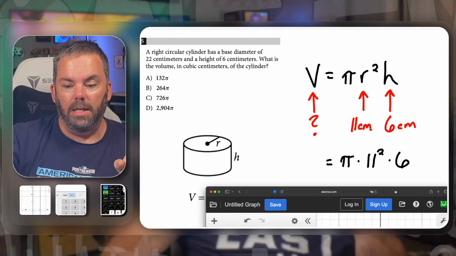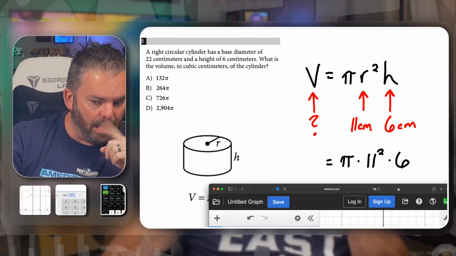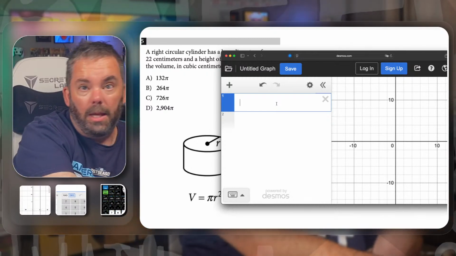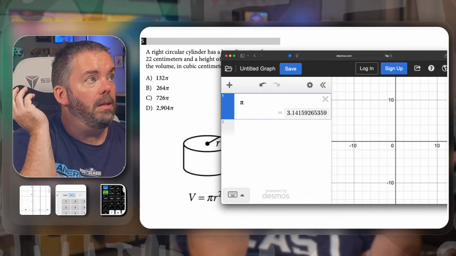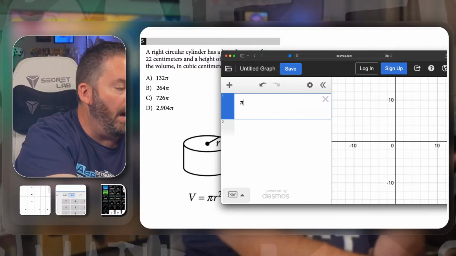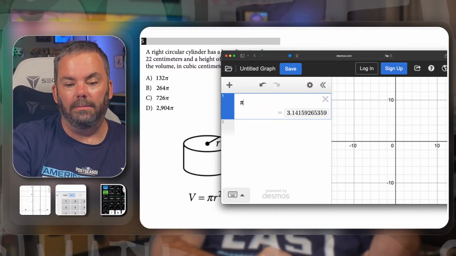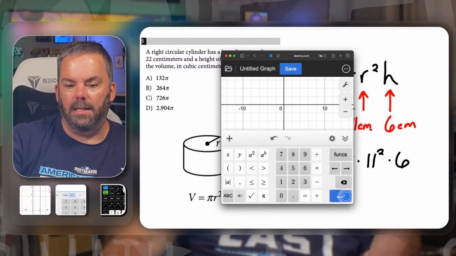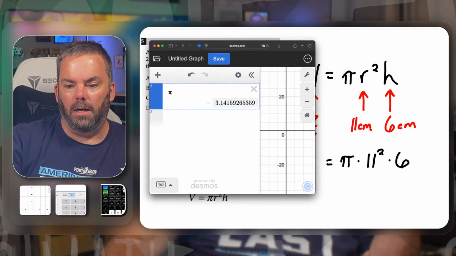Okay, so what do we need to do? We need to do pi times 11 squared times 6. So in Desmos, you can type, and this is on the test too, if you type in the letters P and then I, it immediately turns into a pi. All right. So I'm going to type in this formula exactly as I see it. Let me get it so y'all can see it. All right. So there we go.